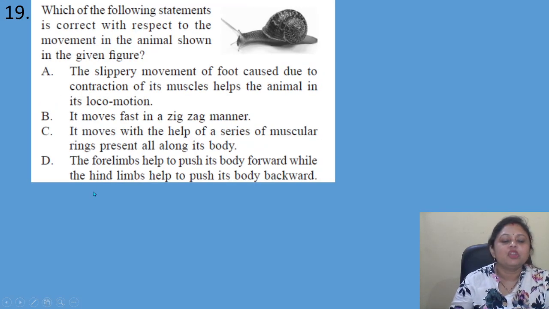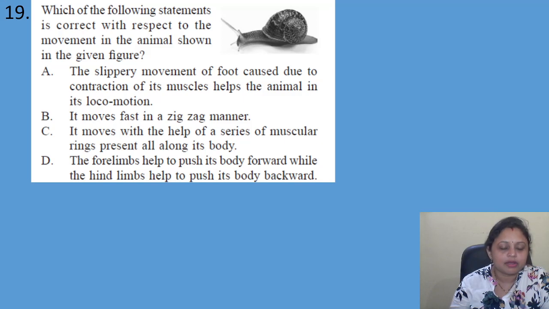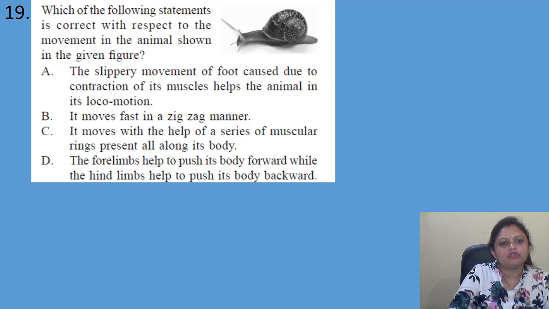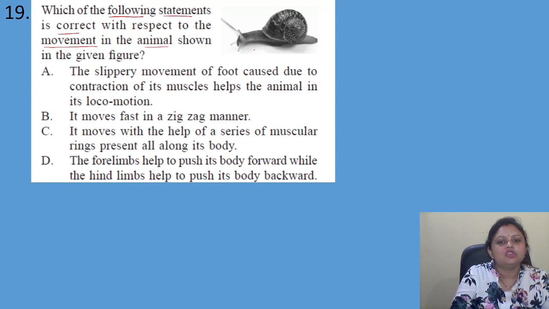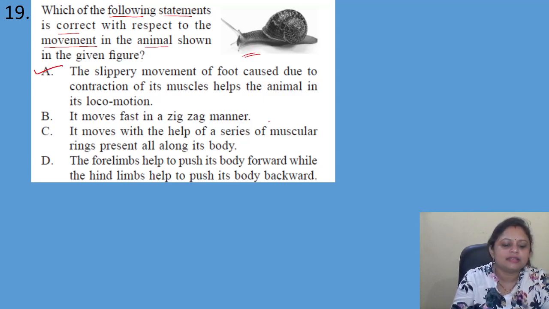Coming to the next question, which of the following statements is correct with respect to the movement in the animals shown in the given figure? Options are A. The slippery movement of foot caused due to the contraction of its muscle helps the animal in its locomotion. B. It moves first in a zigzag manner. C. It moves with the help of a series of muscular rings present all along its body. D. The forelimbs help to push its body forward while the hind limbs help to push its body backward. Okay. So here we have to find which statement is correct with respect to the movement of the animal. So here the correct answer is option A.